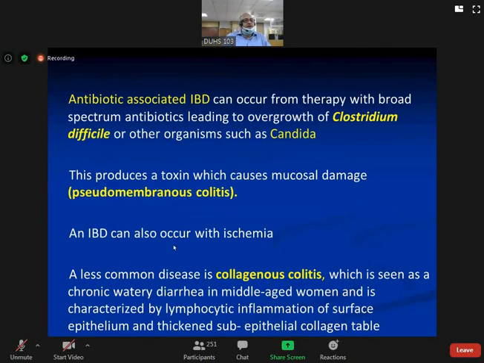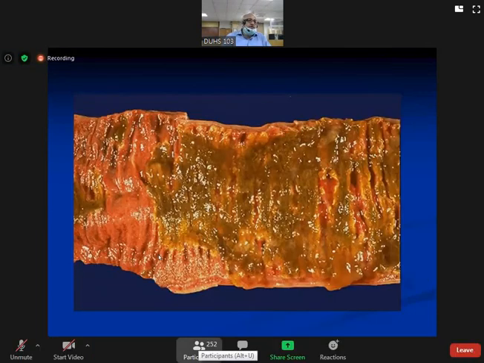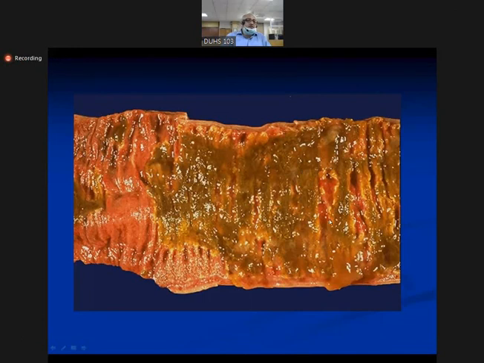Disease which is called pseudomembranous colitis, and it is because of the overgrowth of the bacteria called Clostridium difficile. Okay, even candida can cause pseudomembranous colitis. Why is it called pseudomembranous colitis? Because this layer is formed over the bowel wall, which is an inflammatory exudate.